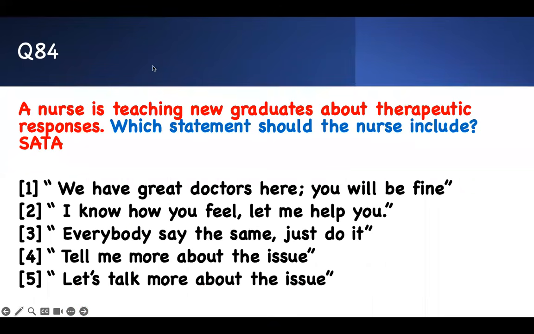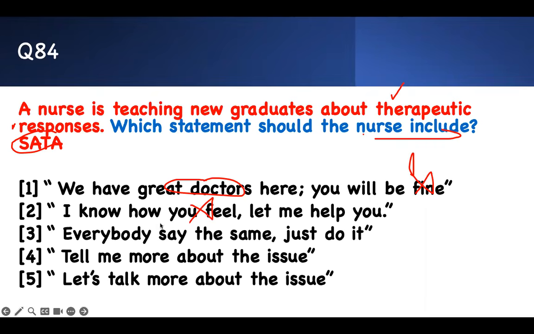84. Which statement should the nurse include? Select all that apply. A nurse is teaching a new graduate about therapeutic responses. So which one shows therapeutic? We have great doctors here. You'll be fine. Wrong. False promise. I know how you feel. You don't know how I feel.